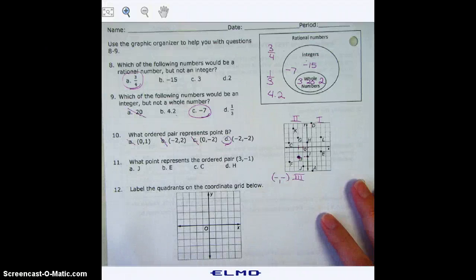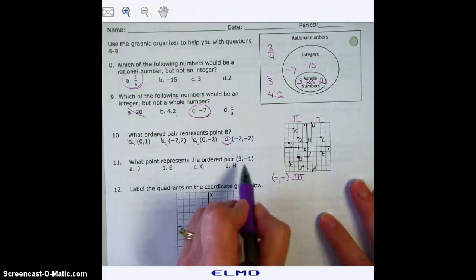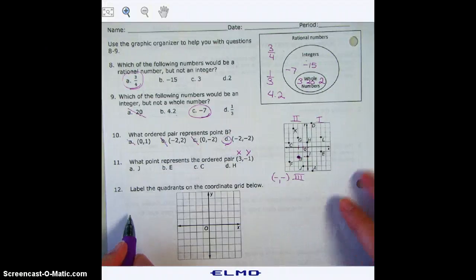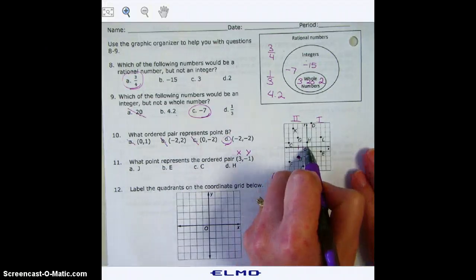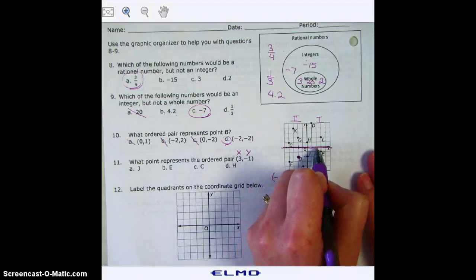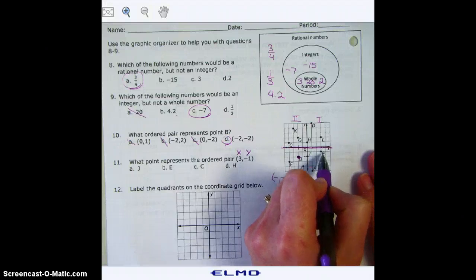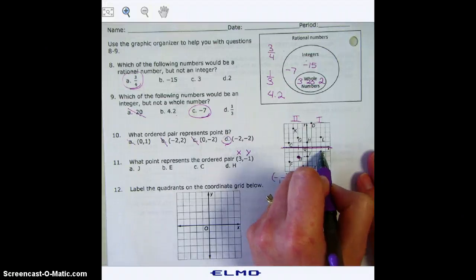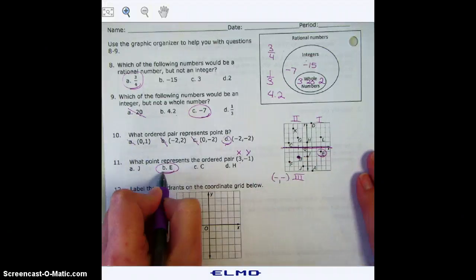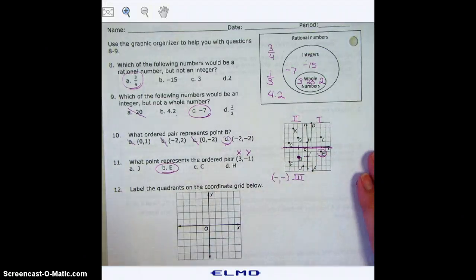What point represents the ordered pair 3, negative 1? Okay, 3 is my x value, negative 1 is my y value. So I need to start at 0, and I need to go 3 on the x-axis. My x-axis is the horizontal axis. Counting 1, 2, 3, and then I need to go negative 1 on the y, which means I'm going down since it's negative. The letter is E. Answer choice B is the only possible answer.